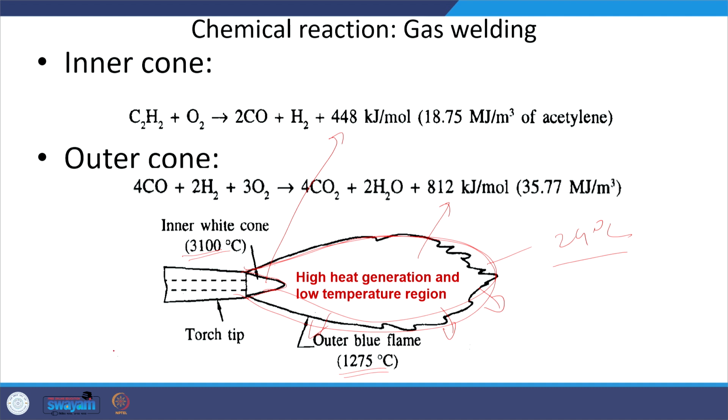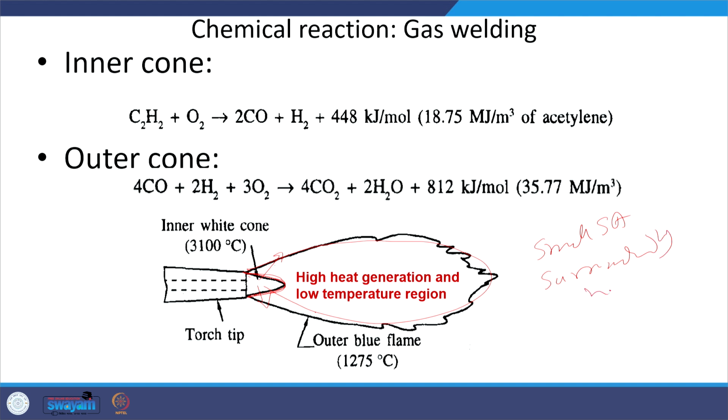Okay. On the other hand, the inner cone is shorter, and the surface area of the inner cone is less, that is one. Second, it is surrounded by the already hot outer cone. So the heat dissipation from the inner cone to the outer cone is limited. So the smaller surface area, and surrounded by the hot outer cone. These are the two main reasons behind the higher peak temperature of the inner cone despite generating the lesser heat input. Okay. So this is about the gas welding thing.